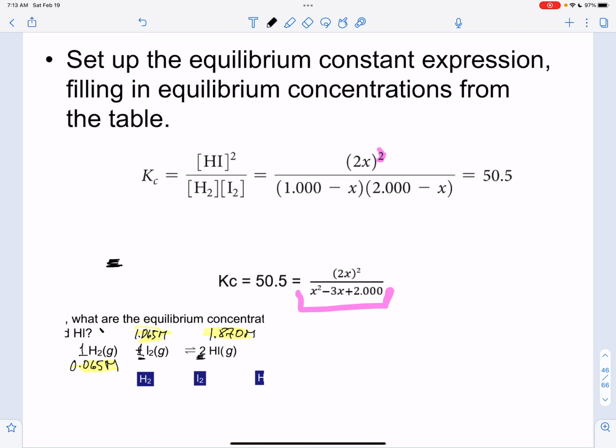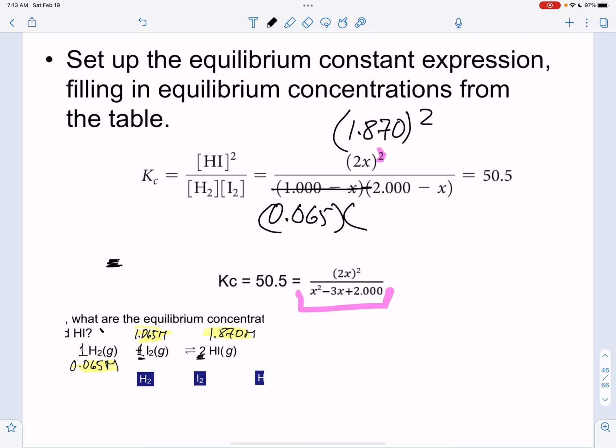So HI 1.870 to the square. Hydrogen gas 0.065 multiplied by 1.065. When you solve those numbers, you better get 50.5, unless I did something wrong on my mental calculation. So that's the whole idea of this.